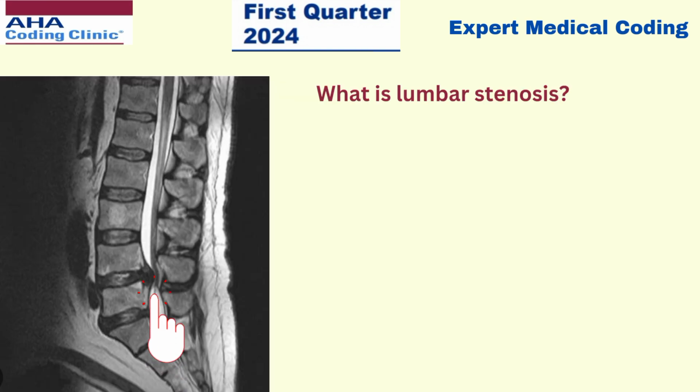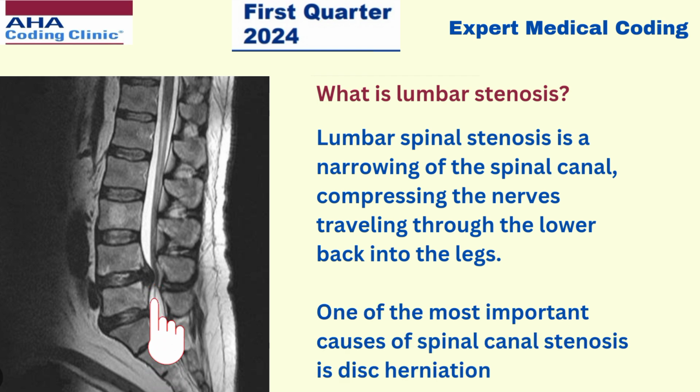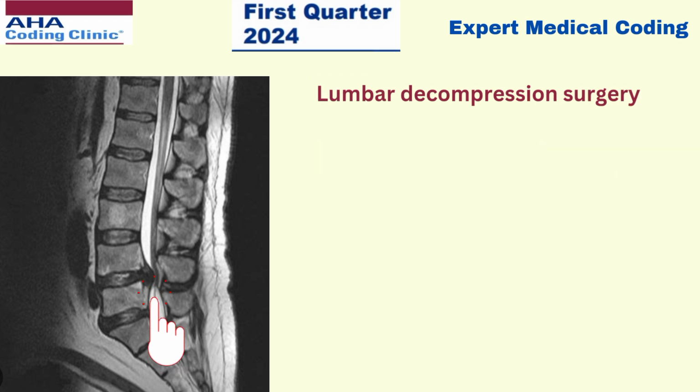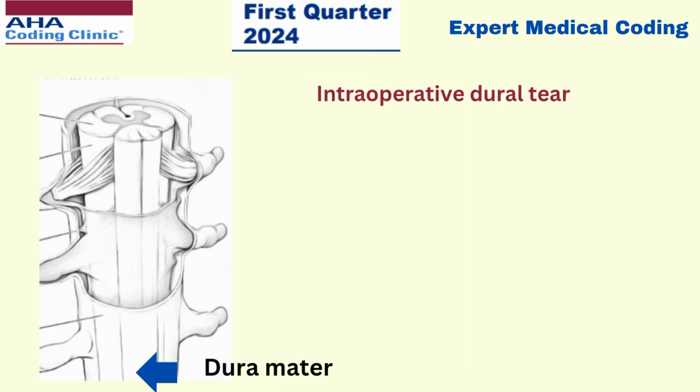scenario. What is lumbar stenosis? Lumbar spinal stenosis is a narrowing of the spinal canal, compressing the nerves traveling through the lower back into the legs. One of the most important causes of spinal canal stenosis is disc herniation. Lumbar decompression surgery. The aim of lumbar decompression surgery is to relieve the pressure on your spinal cord or nerves, which is caused by spinal stenosis.